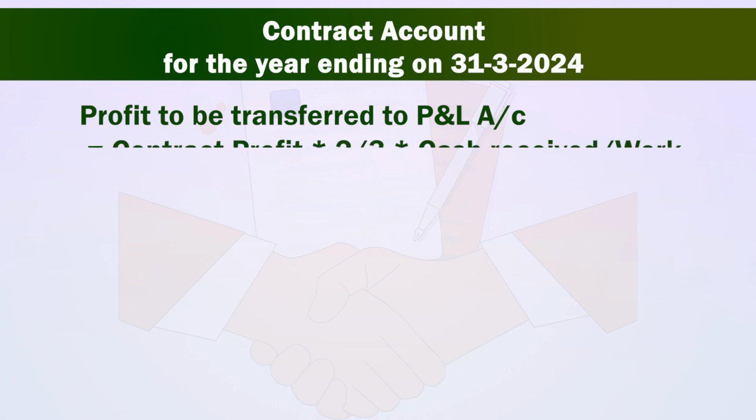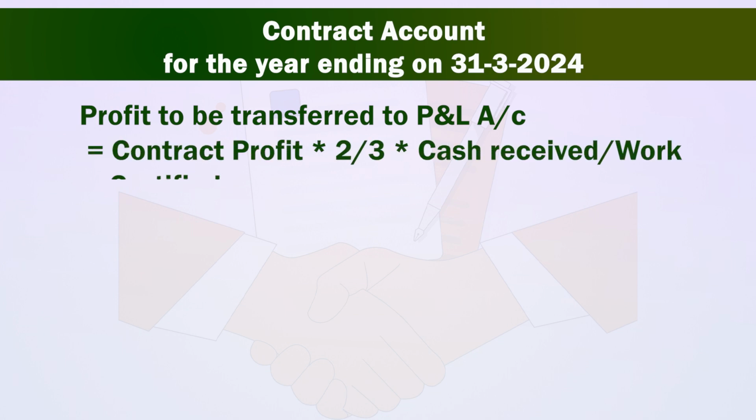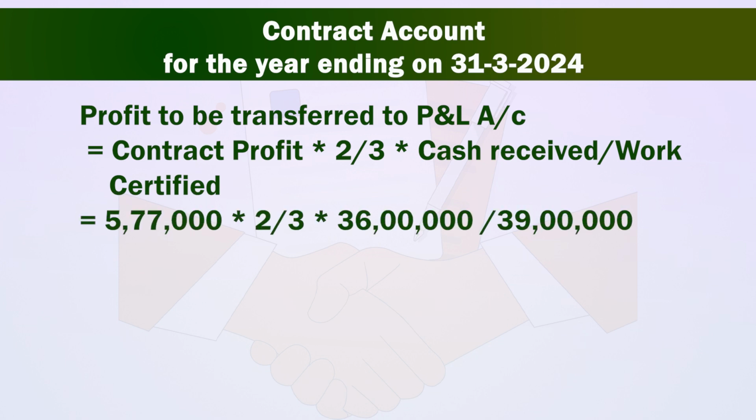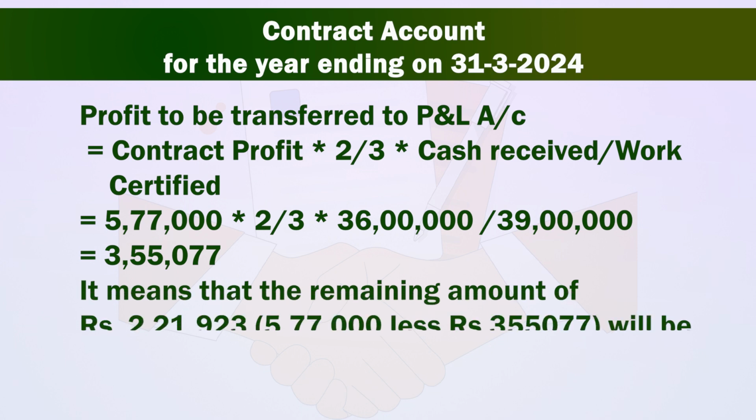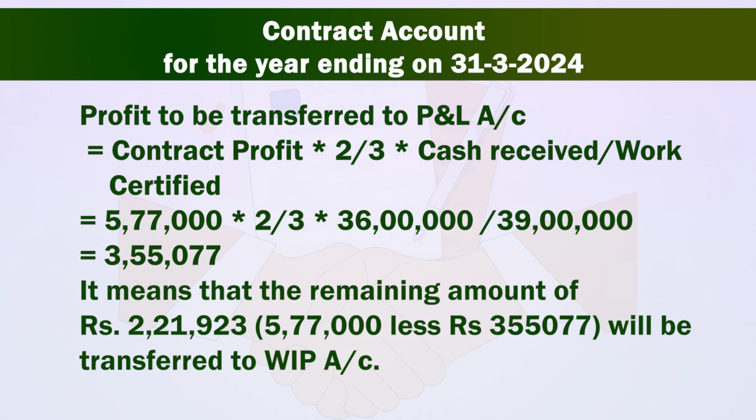Profit to be transferred to profit and loss account is equal to contract profit into 2/3 into cash received divided by work certified. Contract profit is 5,77,000 into 2 divided by 3 into 36 lakh divided by 39 lakh, and amount comes to rupees 3,55,077. It means that the remaining amount of rupees 2,21,923, that is 5,77,000 less 3,55,077 will be transferred to work in progress account.